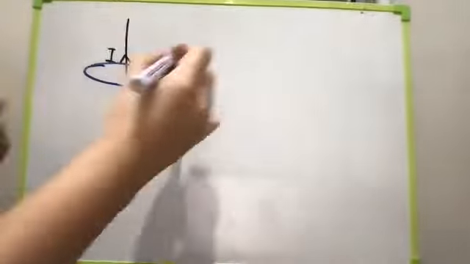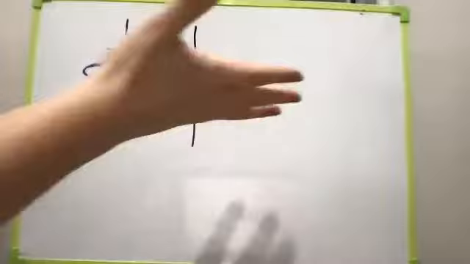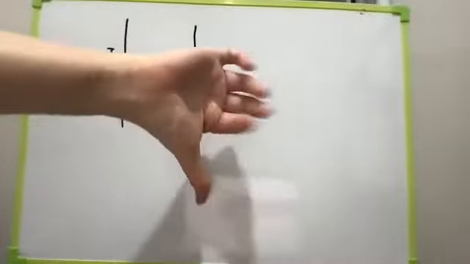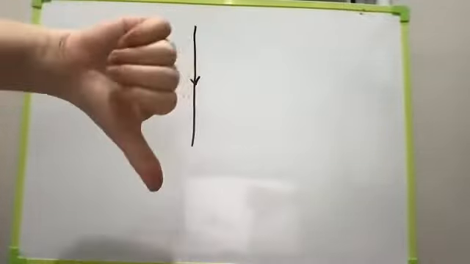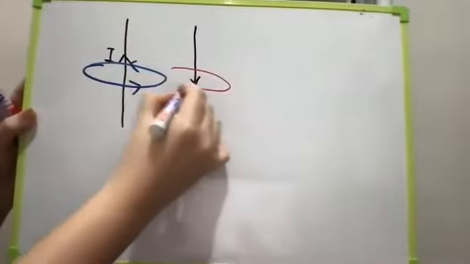So if I change the direction of the current going down, then I will do the opposite. This point down, and then I will close my grip. That is clockwise direction.